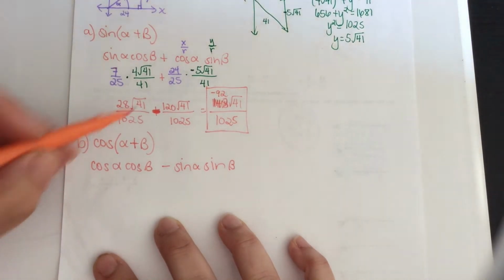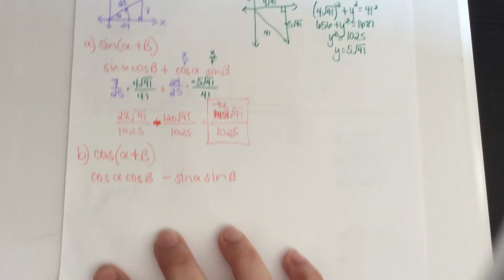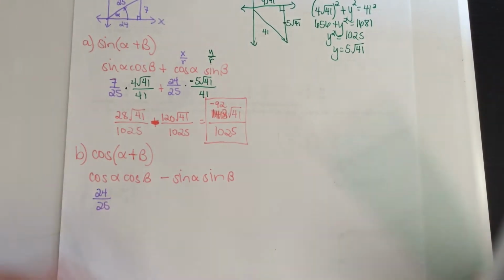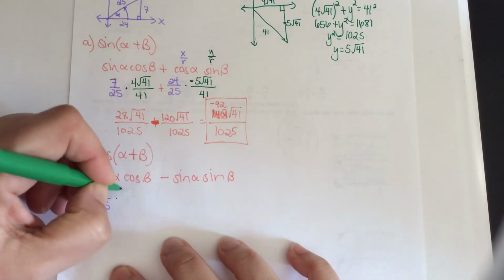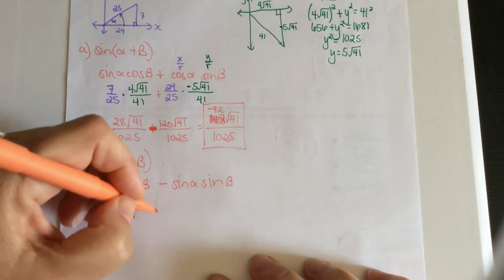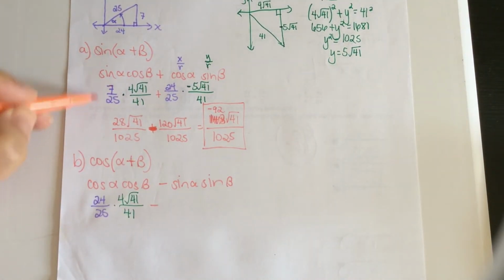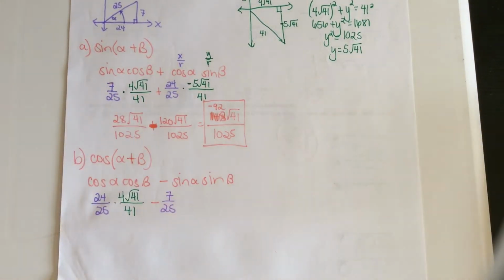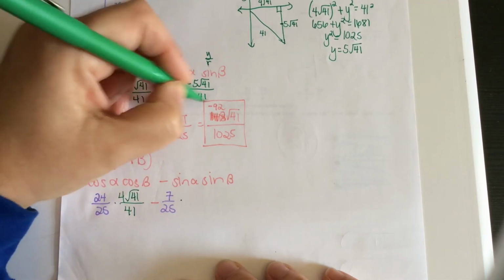Cosine alpha, we already figured that out up here, 24 over 25. Cosine beta was given to us. Sine alpha, we figured out, nope, that was given to us, 7 over 25. And sine beta, we figured out up here.